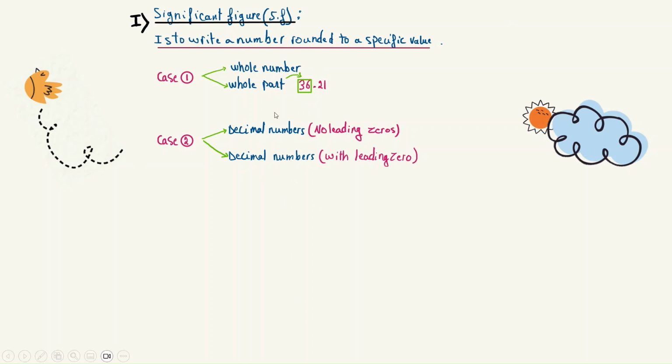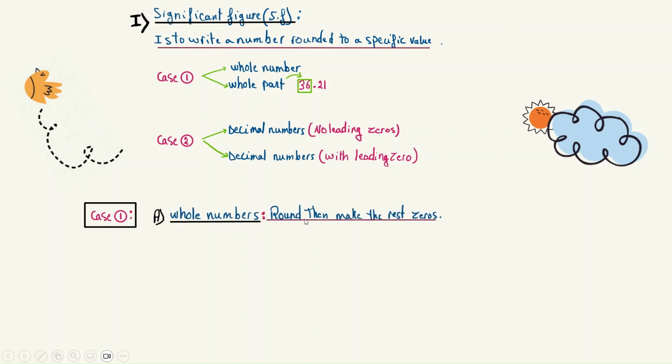Now let's start with case 1, whole numbers. The way is to round, then make the rest digits 0. Too easy. Recall that in rounding, we check the previous digit. 4 and less we round off, means we don't add 1. 5 or more we add 1. So 4 or less is to round off, 5 or more is to round up.